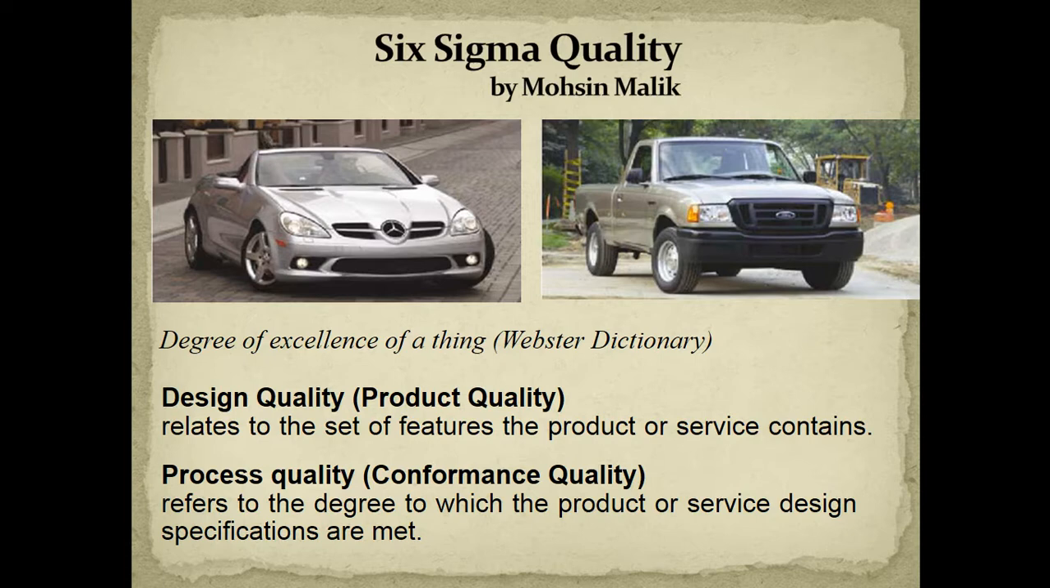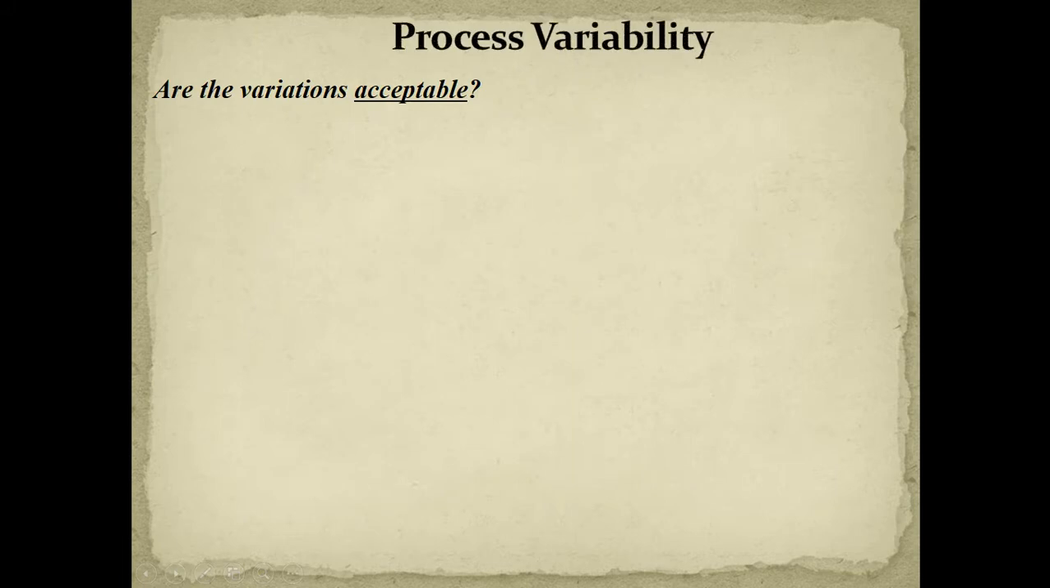Now each time we produce a feature, it may not be exactly the same as the earlier feature, or the output may vary slightly. It would be similar, but there will be some variation within the output. Now the key question that relates to Six Sigma quality is, are those variations acceptable?